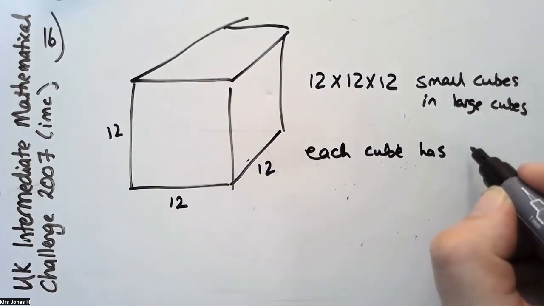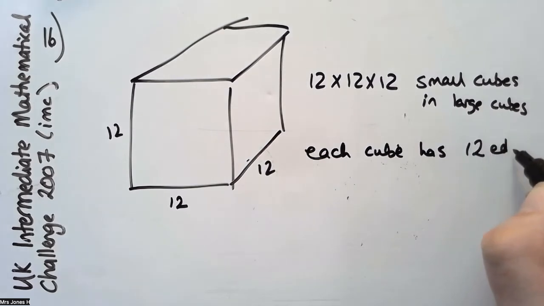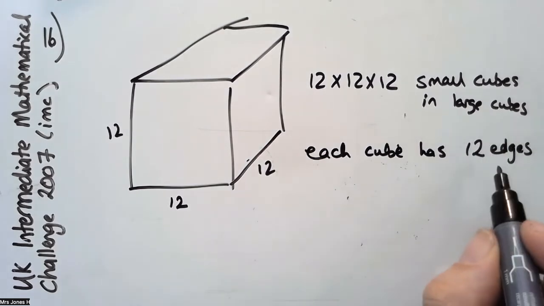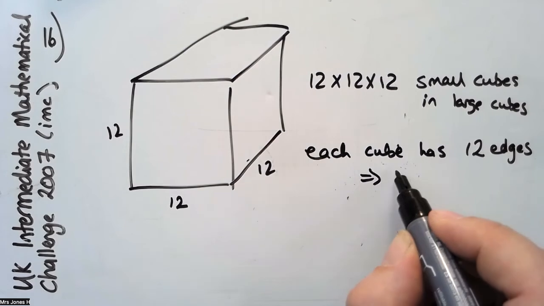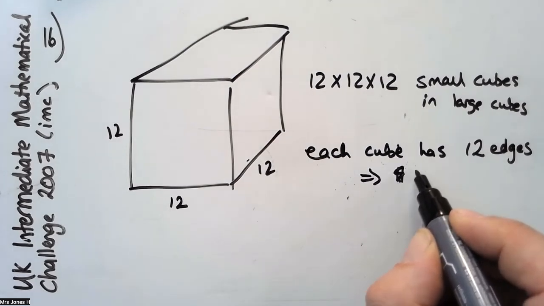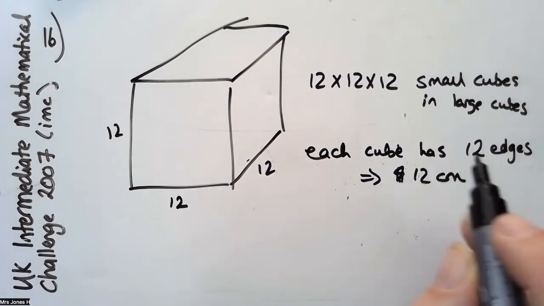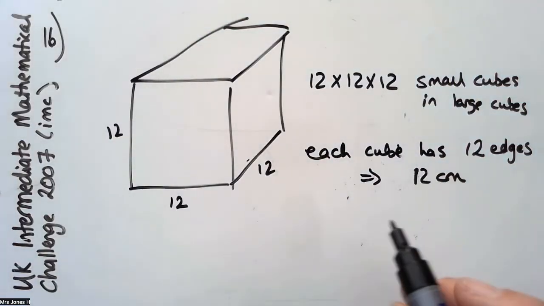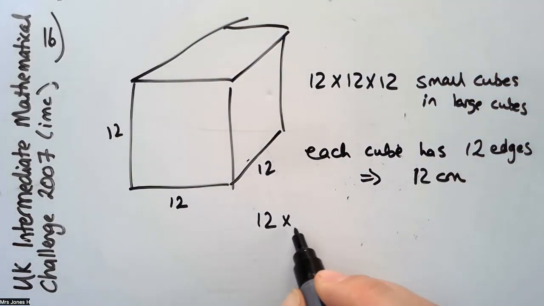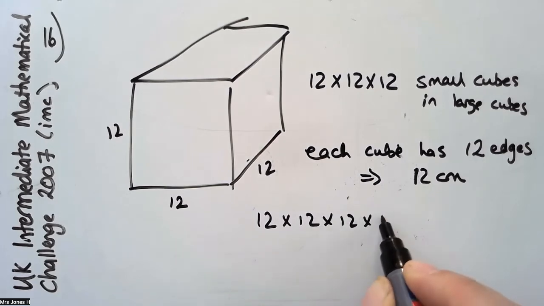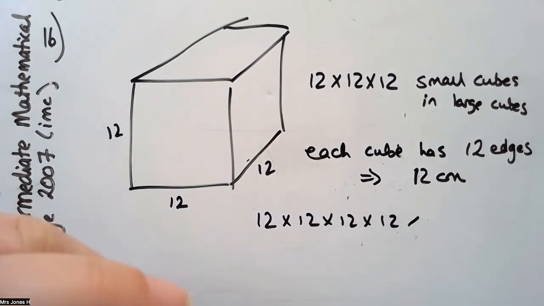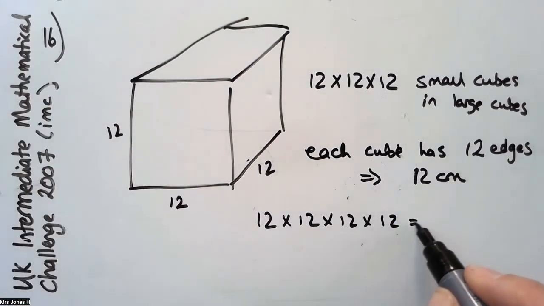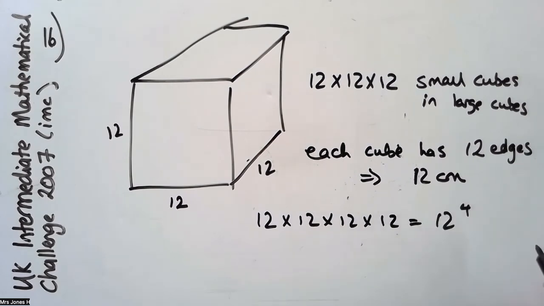So each cube has 12 edges, and each edge is 1 centimetre, so therefore it's 12 centimetres for each cube. So what we're doing to find the whole thing, we're doing 12 multiplied by 12 multiplied by 12 multiplied by 12, which equals the same as 12 to the power 4. And the answer 12 to the power 4 is D, and that is the correct answer.